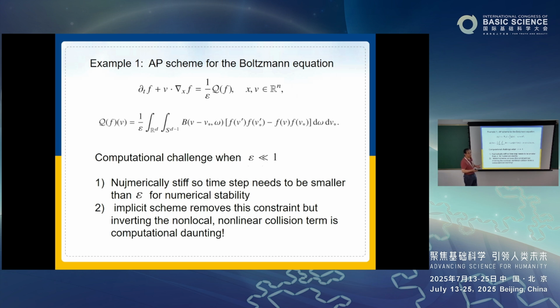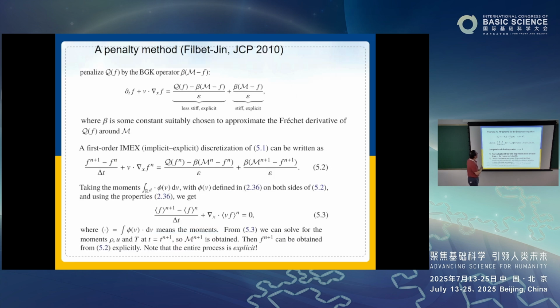You say, well, that's easy, I do an implicit scheme. Then delta t can be anything, much larger than epsilon. However, if you have an implicit scheme, then you have to invert this crazy operator. It's 5 dimensions, non-linear, non-local. So inverting this big matrix is daunting. So it's very hard. But what we did actually is that we take a penalty.